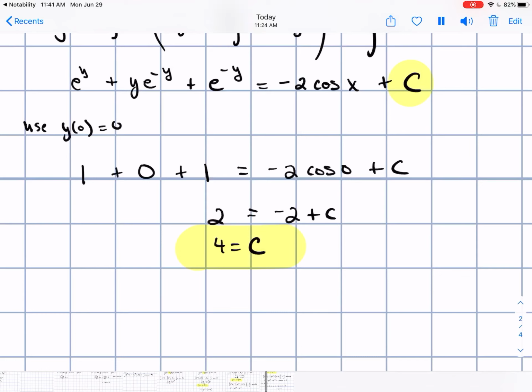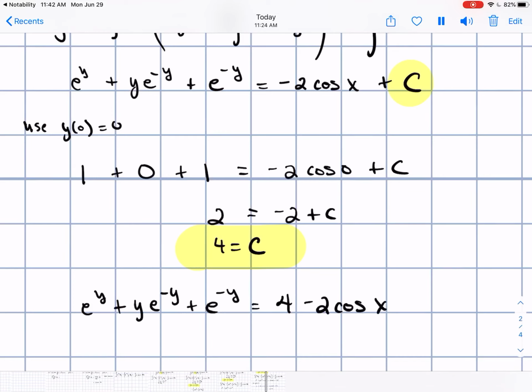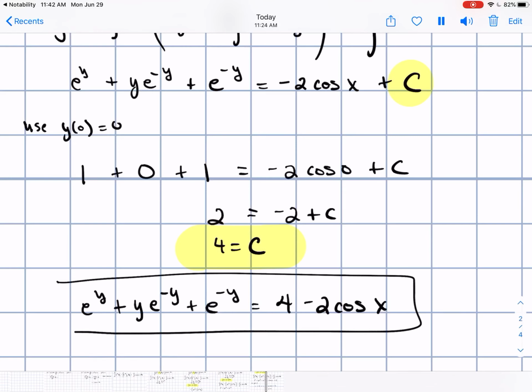And then just plug back in for your c value. So here I'm going to get e to the y plus y e to the negative y plus e to the negative y equals 4 minus 2 cosine x. And that's it.